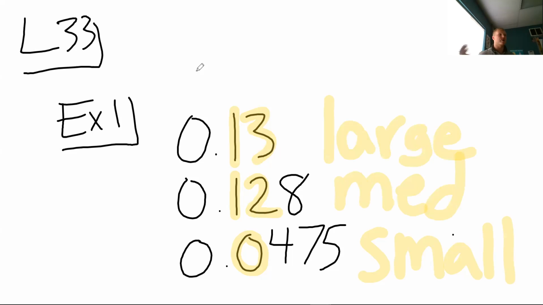So normally I would want you to list them all out. You would first list 0.0475, then 0.128, and then 0.13, which is the largest, because it wanted me to order them from least to greatest. Is this all review for all of us so far? Yes. Courtney, is this review for you? Okay, make sure you're not distracting.